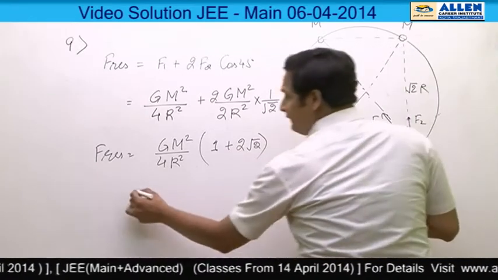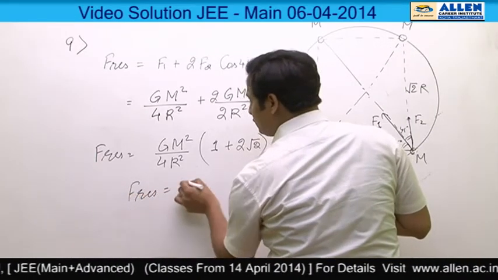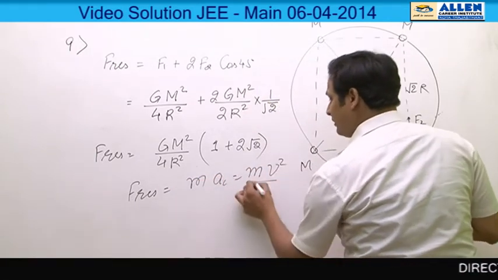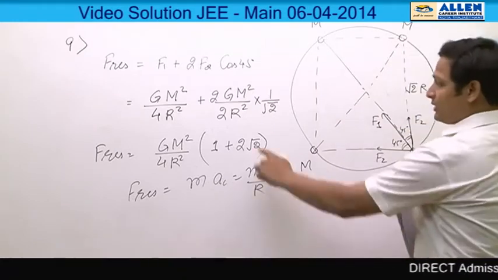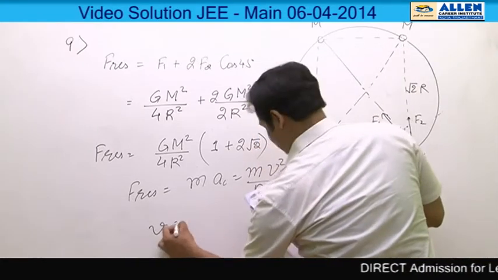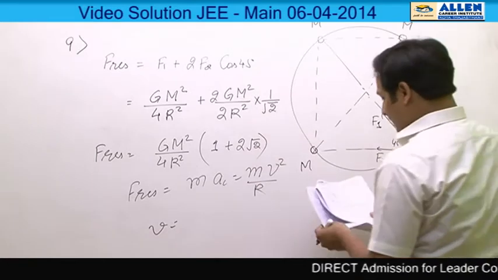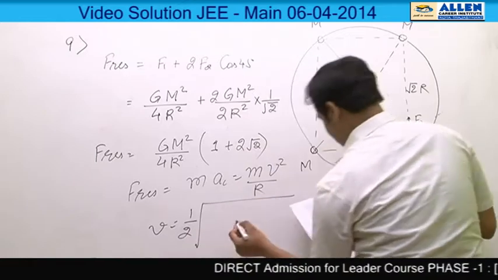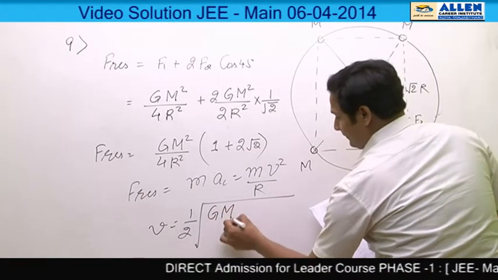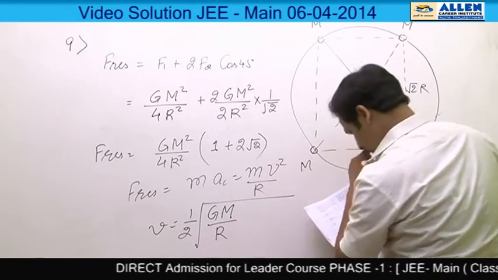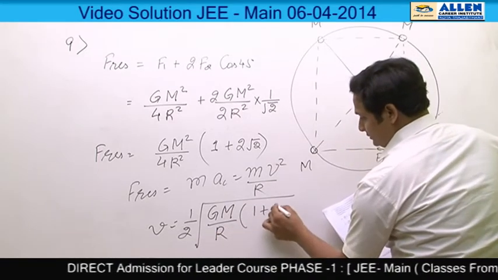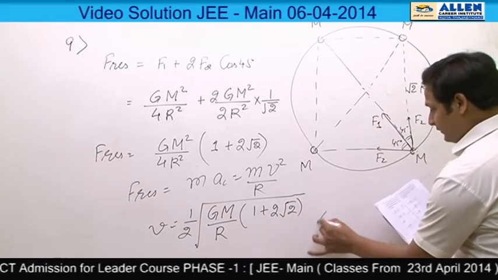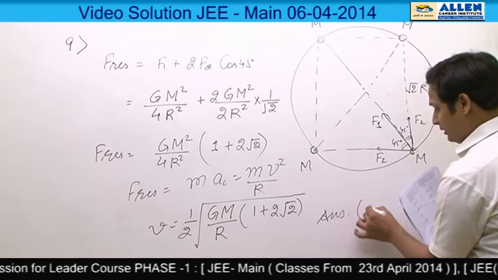And we know that F resultant is equal to M into a c, that is nothing but M V squared divided by R. After putting the value, we will get the value of V, and that is given by 1 by 2 root of G capital M divided by R times (1 plus 2 root 2). Hence, the answer will be option number 2.